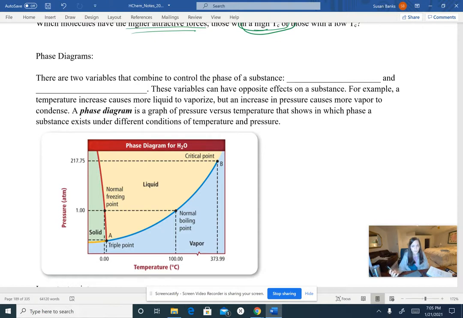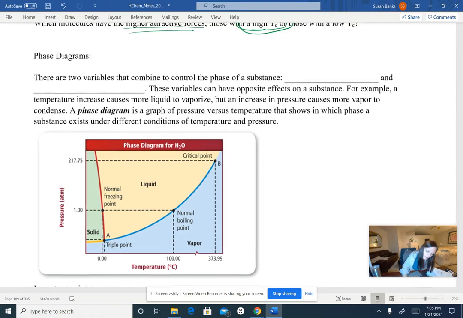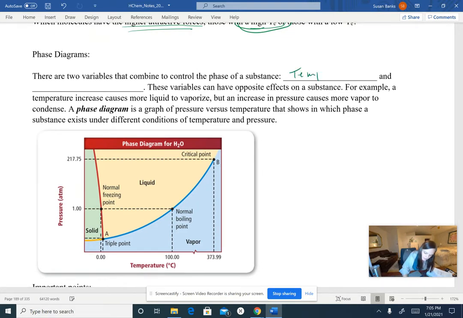We can use temperature. We can raise or lower the temperature. Like water, we can freeze it. We can make it water vapor just by raising or lowering the temperature. We can also use pressure. If I raise the pressure, I make it a lot harder for that water to boil. If I lower the pressure, I can even boil water at room temperature. So I can change the pressure as well to change the phases of a substance.